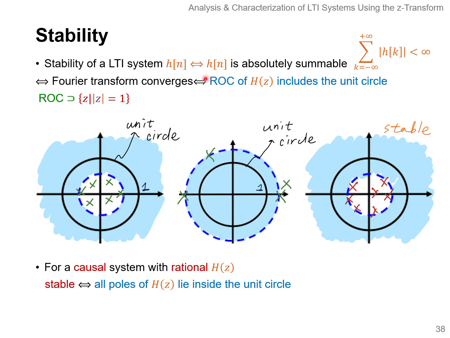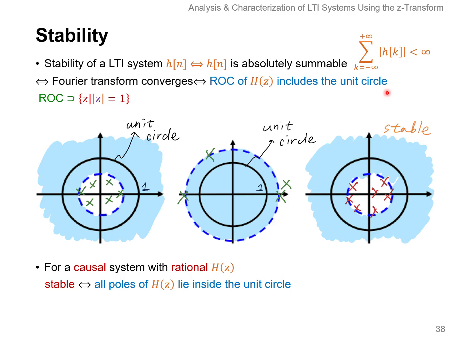Now we talk about stability. Stability means the system output does not blow up. In the time domain, this means the impulse response can be added up in magnitude. In frequency terms, this also means the Fourier transform exists. In the z domain, this means the ROC must include the unit circle, the circle with radius 1.